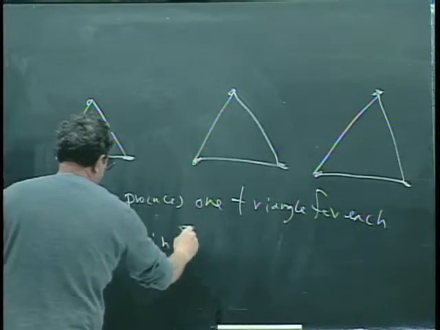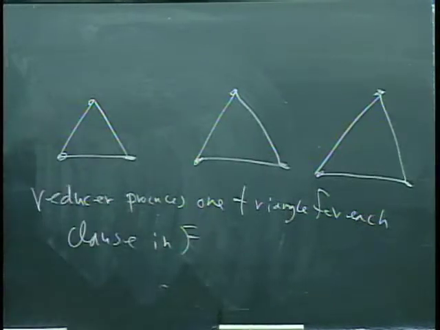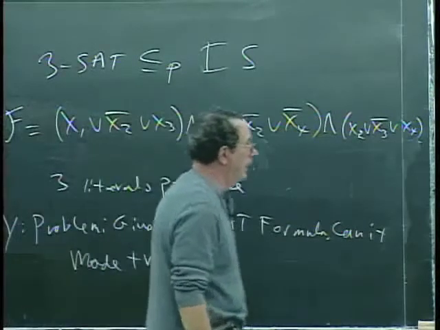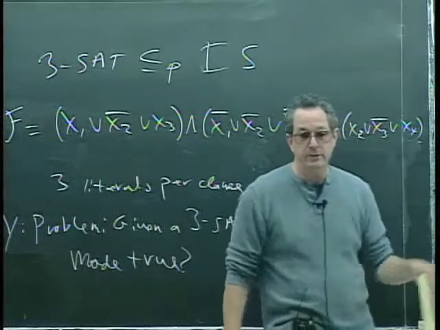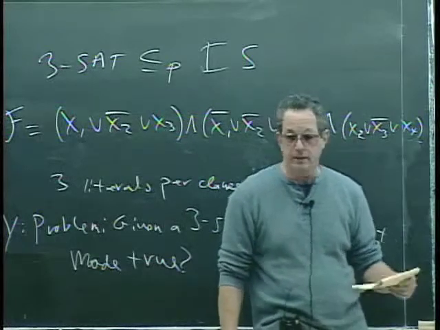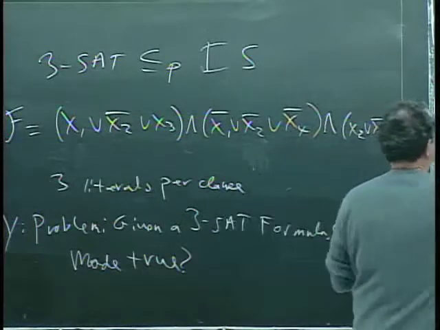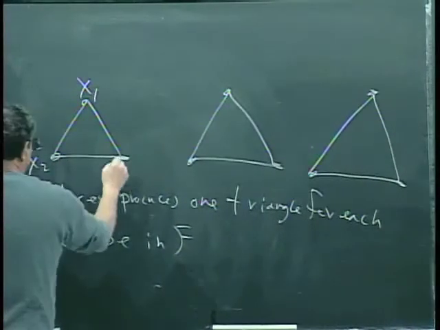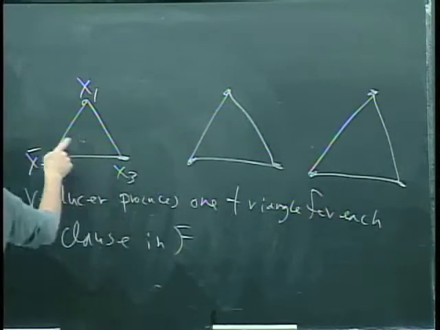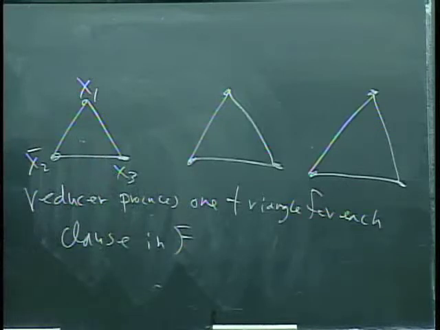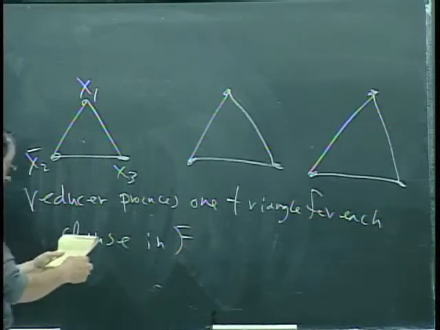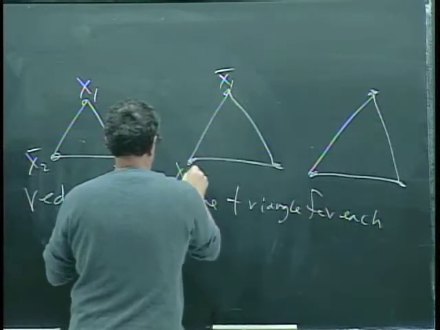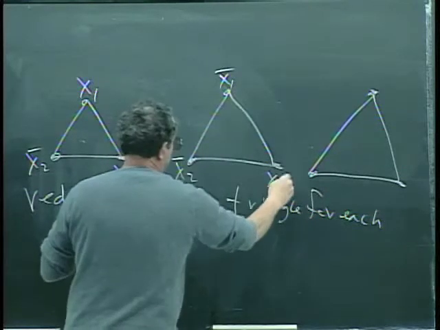In, let's say, F is how I'm referring to the formula. And it labels the vertices with the literals that are in that clause. So this is x1, x2 bar, x3. So this is the triangle for the first clause. And the triangle for the second clause is x1 bar, x2 bar, x4 bar.